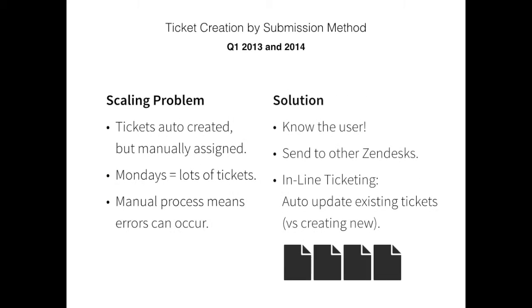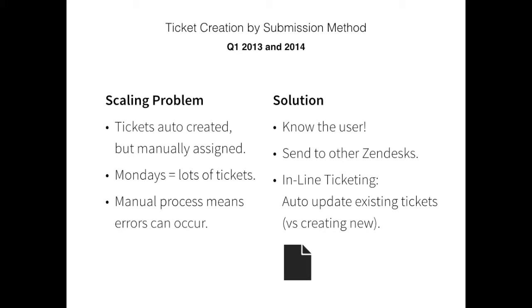And one, we decided, well, what if we know the user? We know the user, we can deliver the ticket directly to the user without manually assigning it. What about other Zendesk? We're working with more people around the world. If they're using Zendesk, why don't we send it to their Zendesk? It doesn't even need to touch our Zendesk. And then inline, what we call inline ticketing, rather than creating a new ticket, if Time Machine fails every day of the week, you're going to generate 7 tickets. Now we only create 1 ticket and we just add to that ticket. So it's a lot smarter.